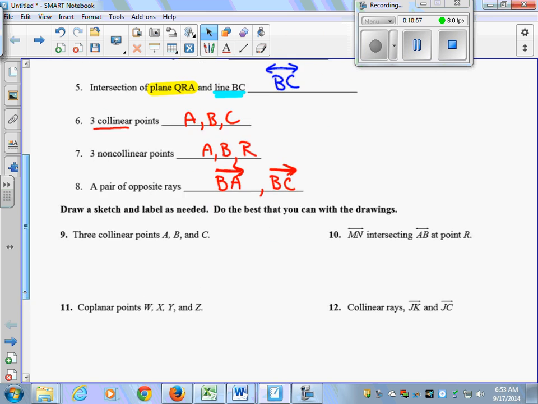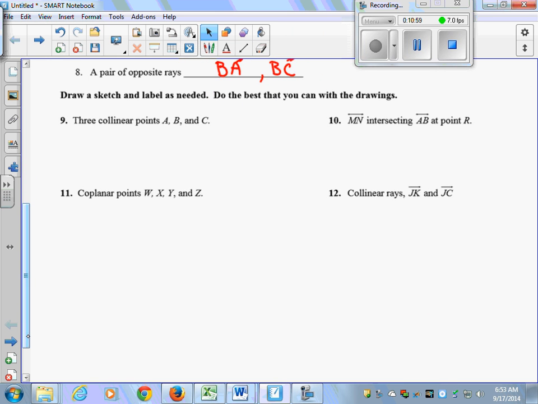Okay, so draw a sketch and label as needed. Do the best that you can with the drawing. So 3 collinear points A, B, and C. Collinear, I'm just going to line them up. You don't need to connect them, but you can to show that they have a line going through them.